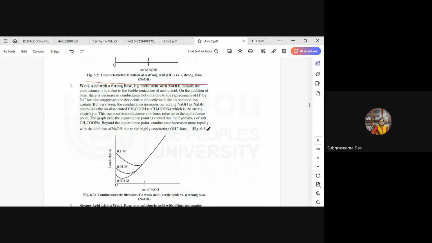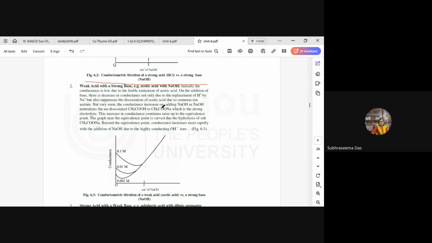Then coming to conductometric titration of a strong base with a weak acid, that is NaOH versus acetic acid. Here the conductance at first is very low because acetic acid is very poorly ionized. So when we add the base, there is a decrease in conductance, not only due to replacement of H+ by Na+, but also because the dissociation is suppressed by the common ion effect.